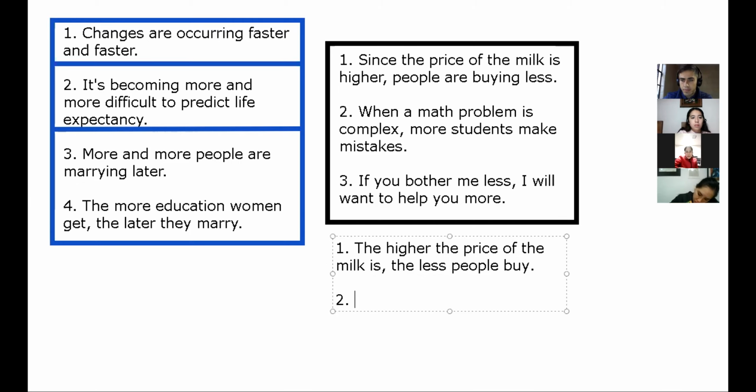So number 1 is correct? Yes, Teacher. Wait, so Vanessa, yes, number 1 is correct. The higher the price of the milk is, the less people buy. Okay. Do you guys have number 2?